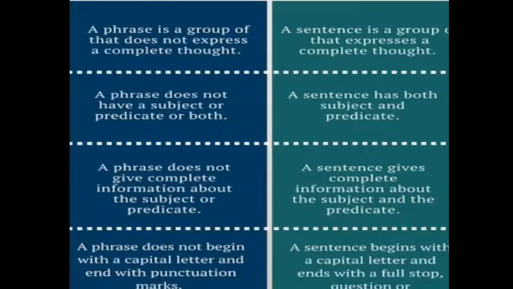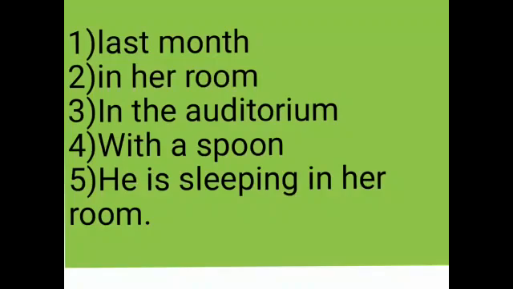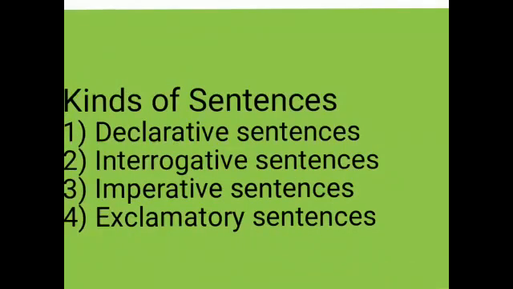or any punctuation mark. Now there are some examples before you, like last month, in her room, in the auditorium, with a spoon. So these are the examples of phrases. They have some sense but not a complete sense. Next one is he is sleeping in her room. So this is a complete sense. So we can say this is a sentence. On the other hand, in her room, this is a part of a sentence and it is also called a phrase.